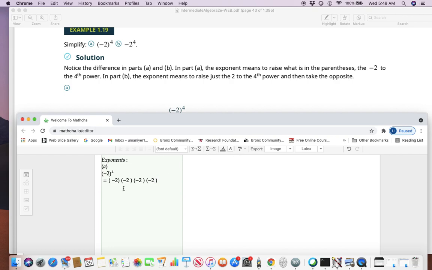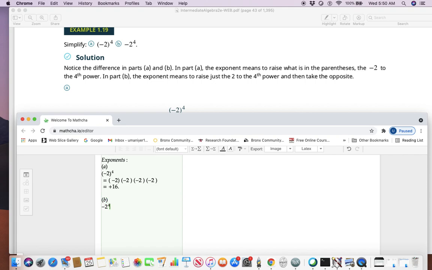Now there is no symbol in between. It just means multiplication. That's what exponent means. Exponent means repeated multiplication. Negative times negative is a positive. Negative times negative is a positive. In all, you are going to get a positive. 2 times 2 is 4. 4 times 2 is 8. 8 times 2 is 16. Final answer is 16.